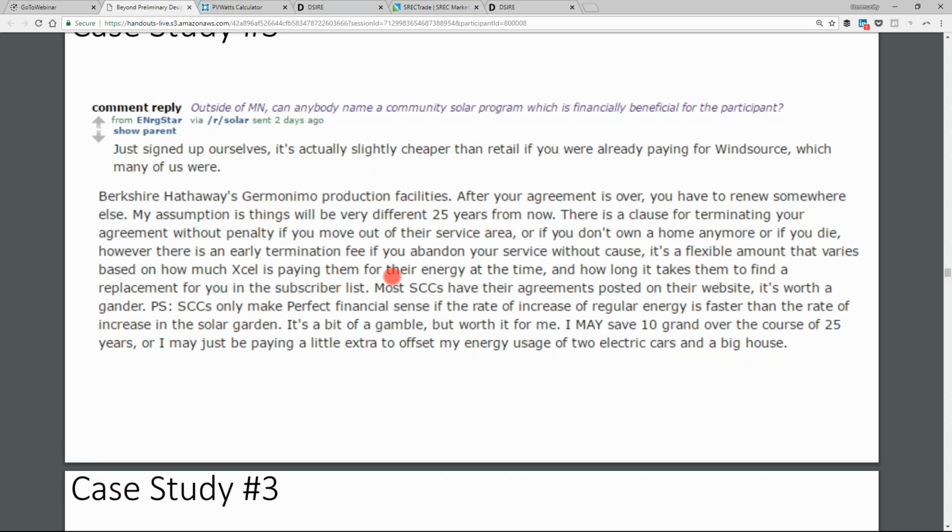For that matter, we have to keep in mind that this community solar program is not something that you can take with you. If you move within 25 years, you may not receive the value of the program because you'll terminate your agreement. So that offsite ownership may not be quite as valuable as it can appear to be.